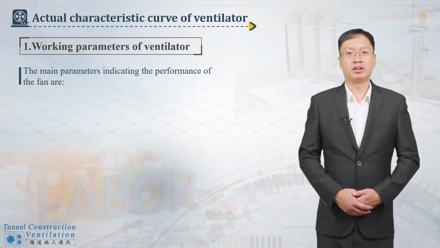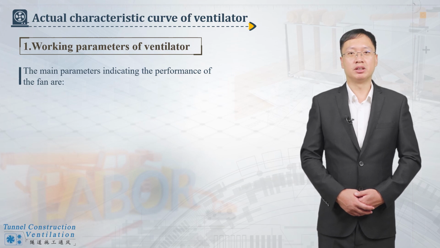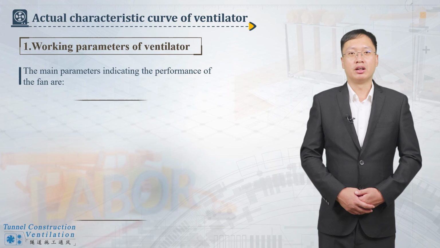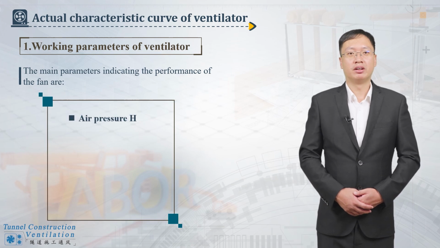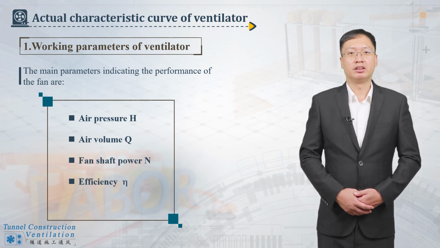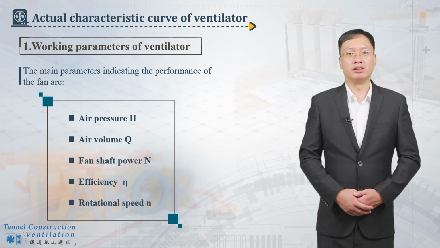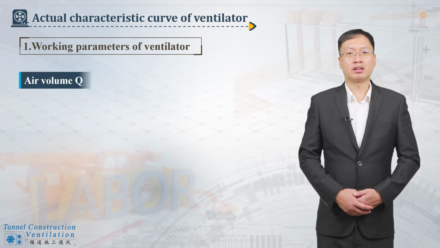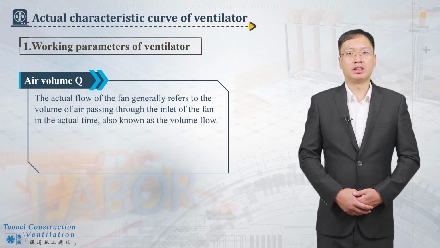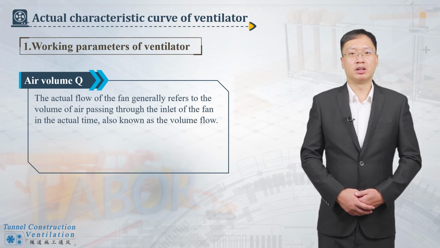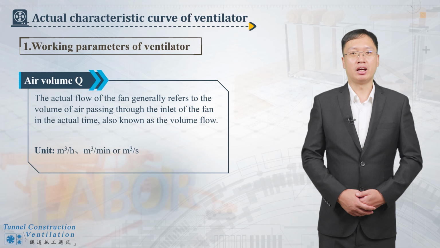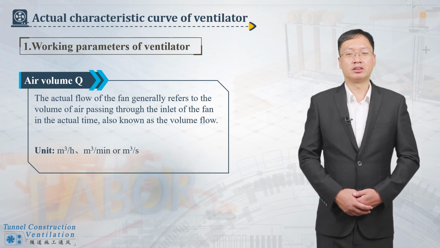The main parameters indicating the performance of the fan are air pressure H, air volume Q, fan shaft power N, efficiency, and rotation speed n. The actual flow of the fan generally refers to the volume of air passing through the inlet of the fan in the actual time, also known as the volume flow.